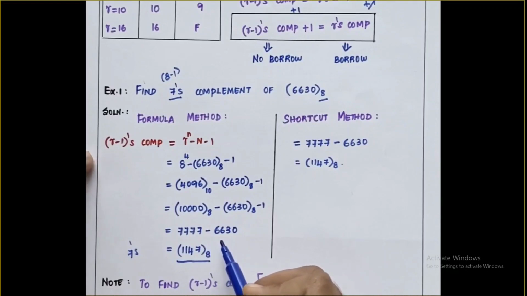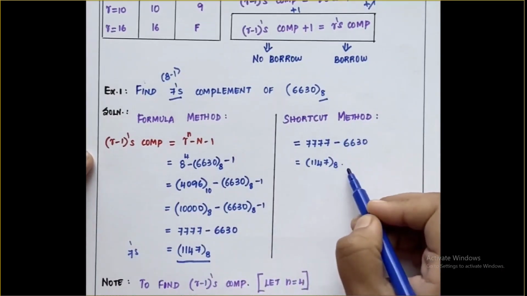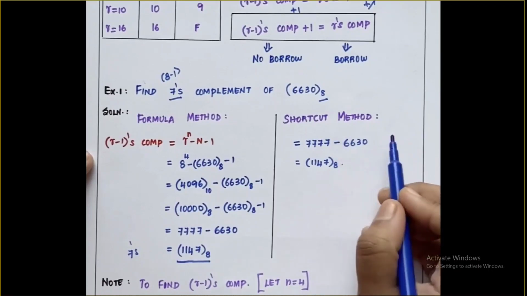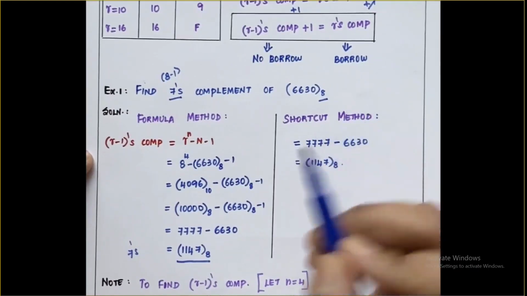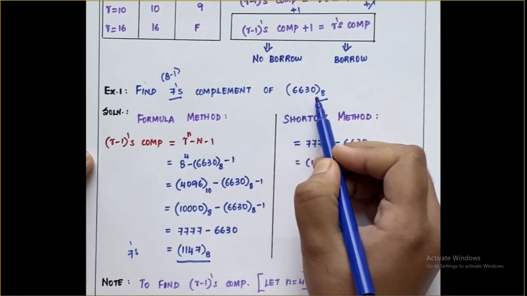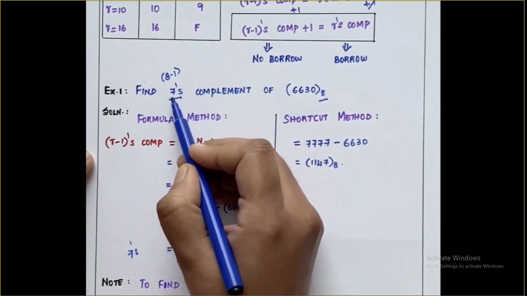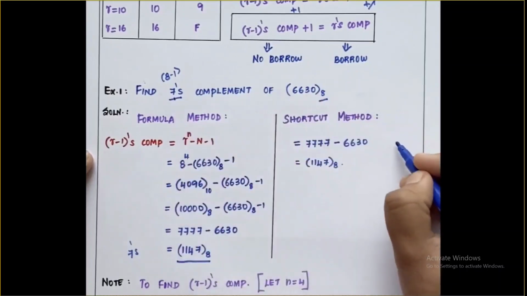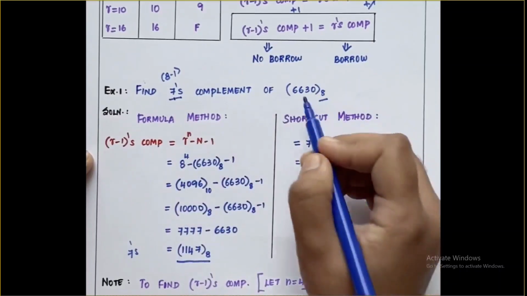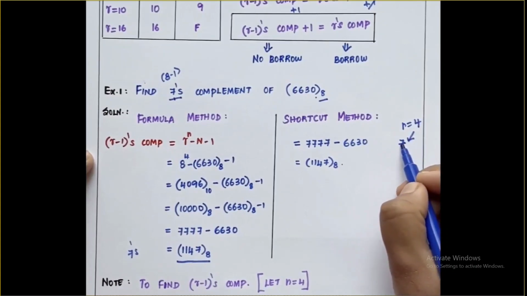We can use it for semester exams, but for competitive exams we can apply a shortcut so that we can save time. So the shortcut is, we have to take the complement number. That is, the question asked is, find the 7's complement. So we have to take this number 7 and look at the given number, which is 6630, which has 4 digits. So we have to take 7 with 4 digits, that is 7 repeated 4 times. Since n is equal to 4, we have to take 4 sevens.